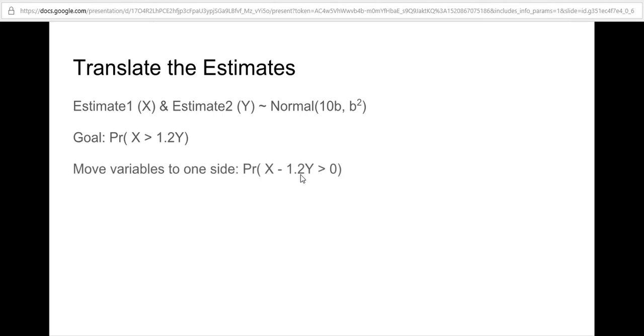First, we're going to move our variables to one side, so we get x minus 1.2y is greater than 0. Then we're going to define a third random variable, which will represent the mixture of random variables. Our x minus 1.2y, we're going to define as z.